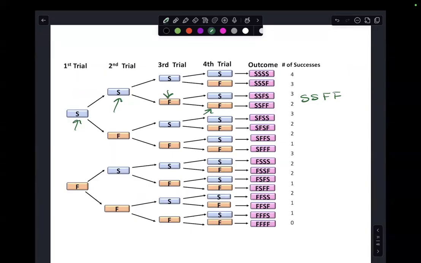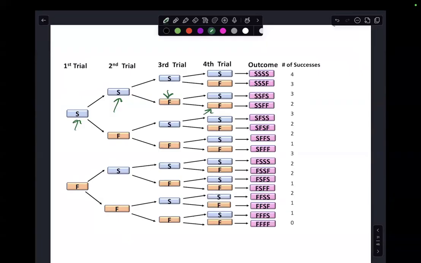So out of the four, these are all of the possibilities though. I could have success, success, success, success. I could have failure, failure, failure, failure. I could have any combination here. But this over here shows you how this works. So these are all the different ways that I can get successes and failures.